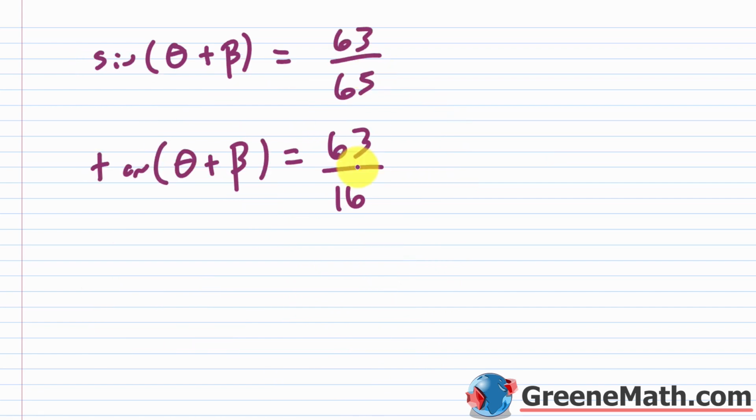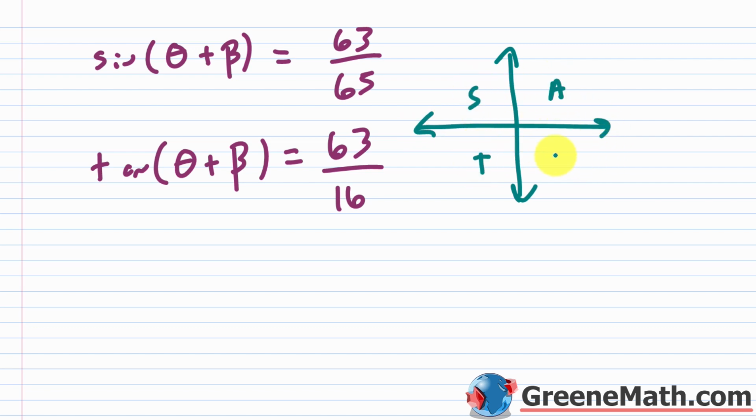You're also told to find what quadrant theta plus beta is in. So you have the sine of theta plus beta, that's positive. You have the tangent of theta plus beta, that's positive. Again, just think about your all students take calculus. So let me draw this out here. All students take calculus. So everything is positive in quadrant 1. In quadrant 2, it's sine and cosecant. In quadrant 3, it's tangent and cotangent, and in quadrant 4, it's cosine and secant.